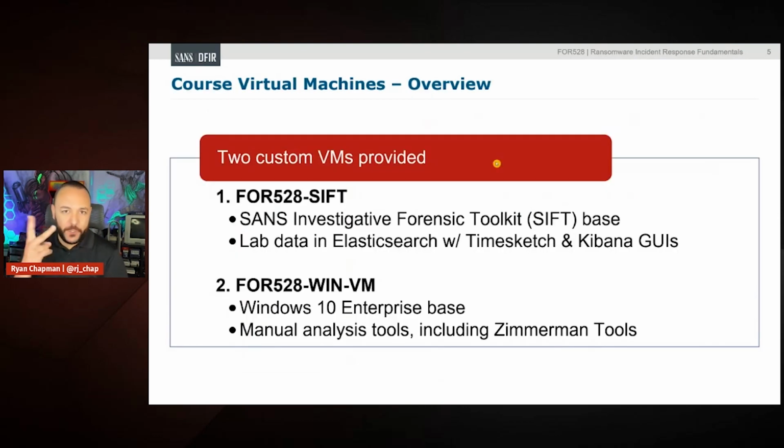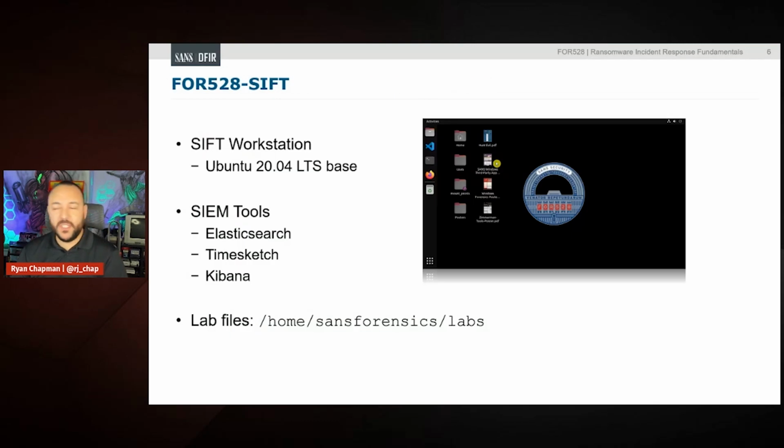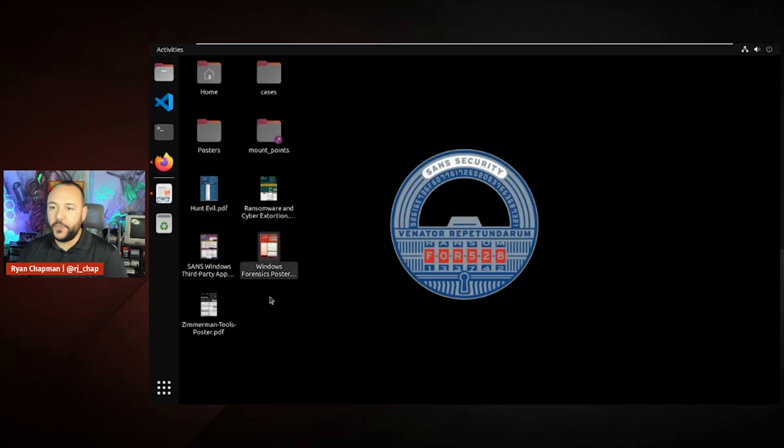You'll be receiving 2 different virtual machines for the course. There is a Linux VM and a Windows VM, and I'll show you them right now. The Linux VM is based on SIFT, the SANS Investigative Forensic Toolkit. And we have a number of things that we've added into that toolkit, which I will show you right now.